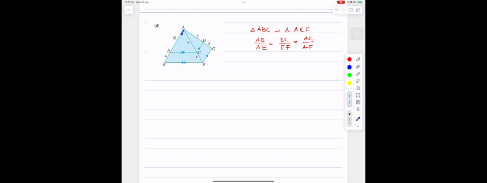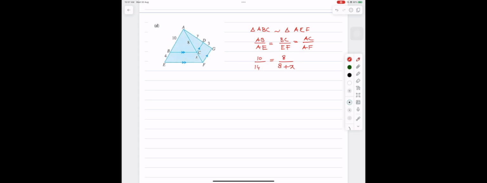Now you can put the values. AB is 10 over 10 plus 4, which is 14, and BC is not given, so you don't need to write that. AC, these two values are unknown, so AC is 8 over 8 plus x.